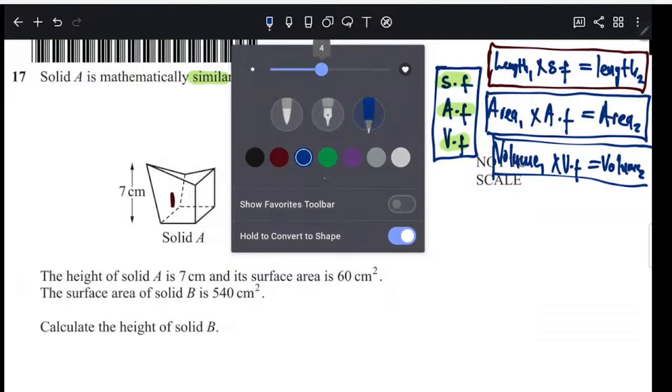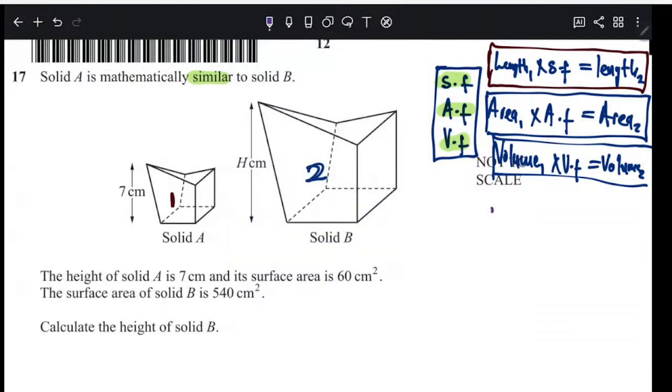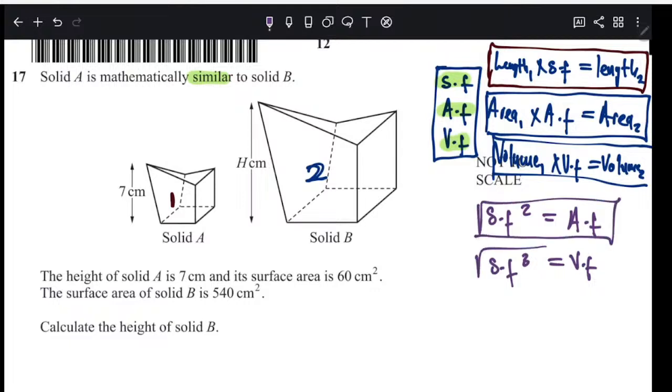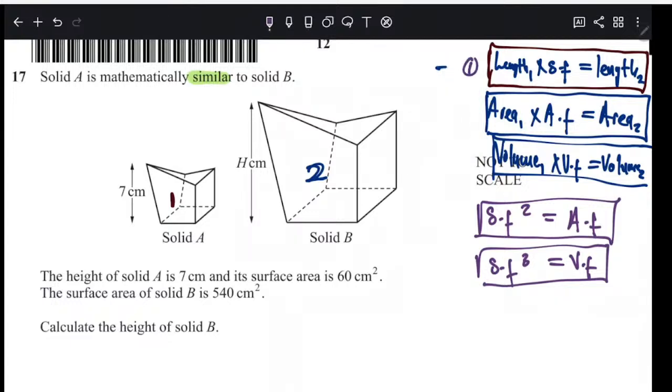Then the last thing which you must know is that scale factor squared gives you area factor, and scale factor cubed gives you volume factor. With this you have enough information and you can answer any question. So put the 5 things: 1, 2, 3, 4, 5. These are the 5 things that we use to answer this.